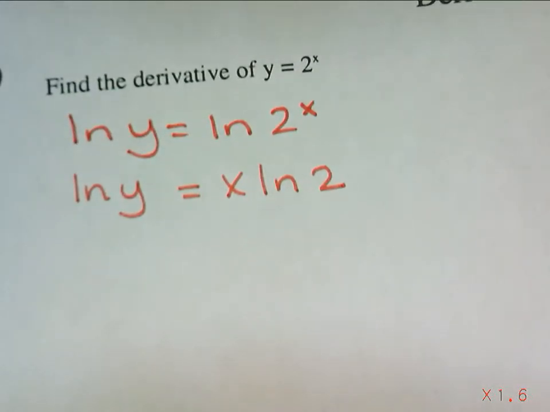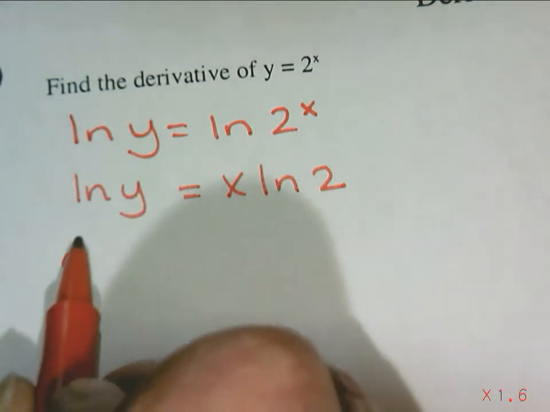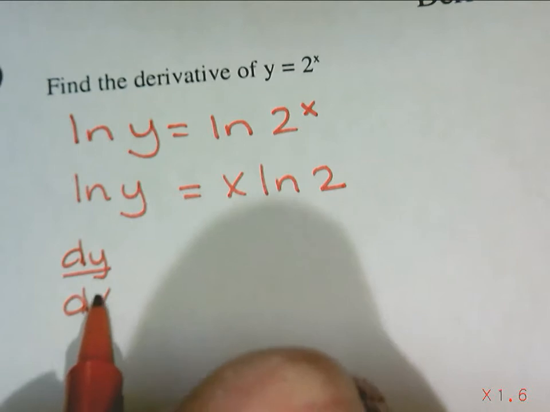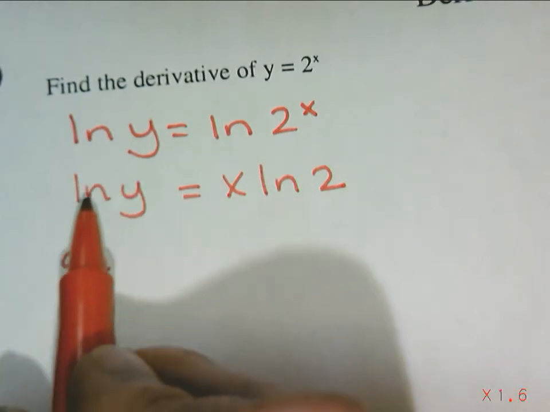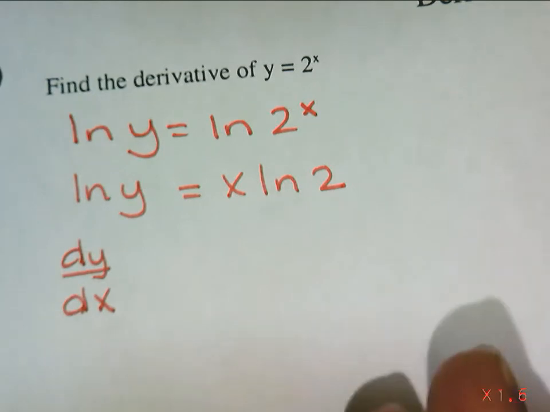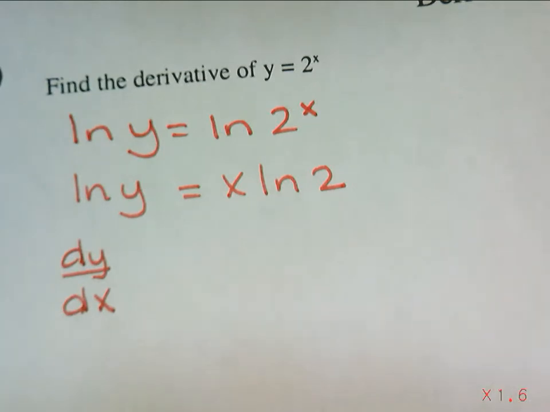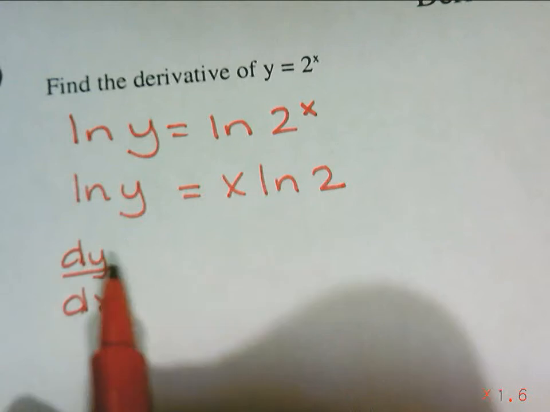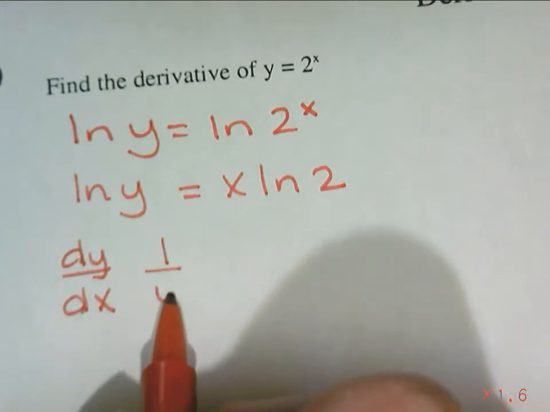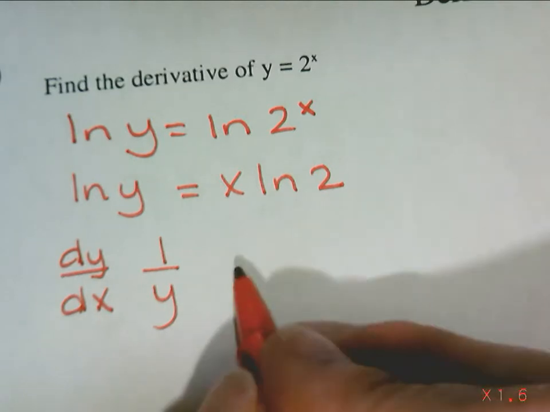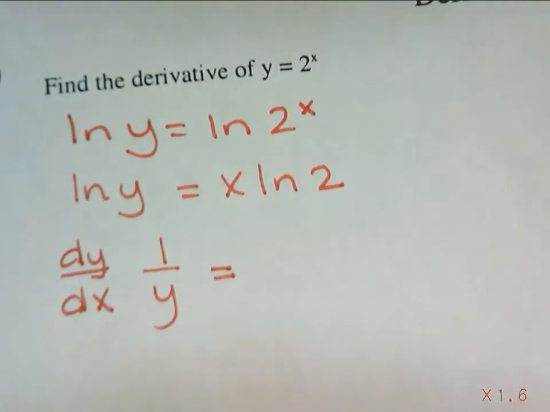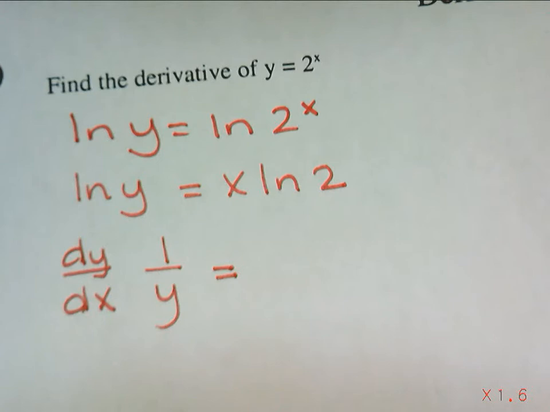Now I want to take the derivative of both sides. Well, I'm going to write dy by dx, and we learned yesterday, or the day before, that the derivative of ln x is 1 over x. So I'm going to write the derivative of ln y with respect to x as 1 over y times dy by dx. And I want to take the derivative of x ln 2.